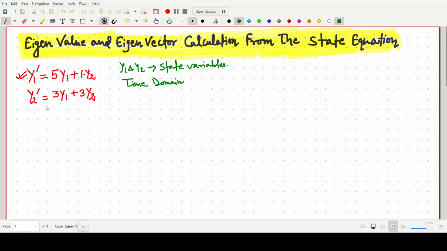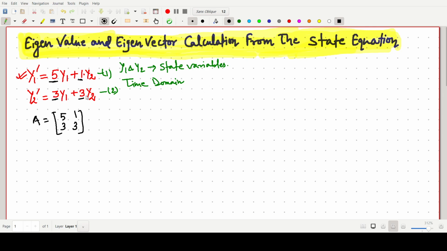Now from these two equations, equation number 1 and equation number 2, we can say there is a matrix, that is 5 3 1 and 3. So these 5 and 3, 1 and 3 form a matrix. After that, this one is our matrix. Now we have to solve for the eigenvalue and eigenvector.